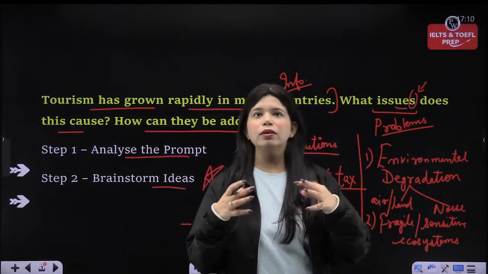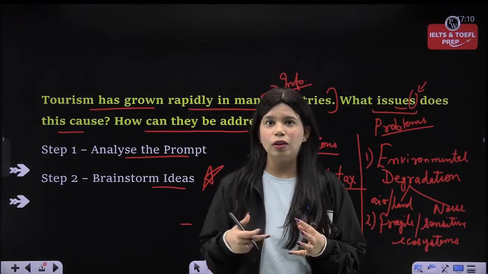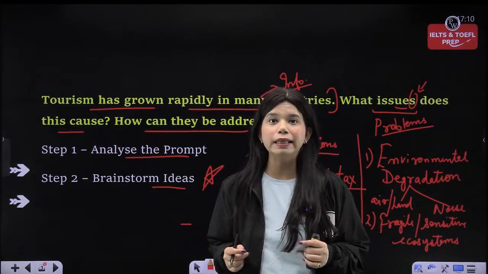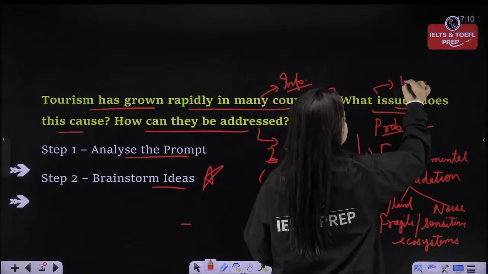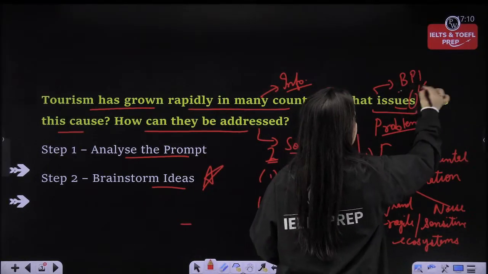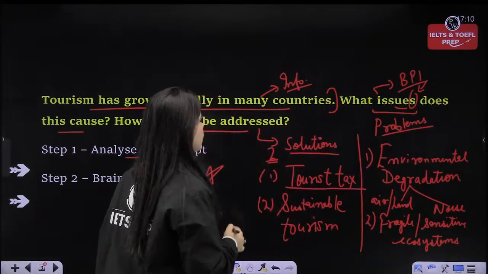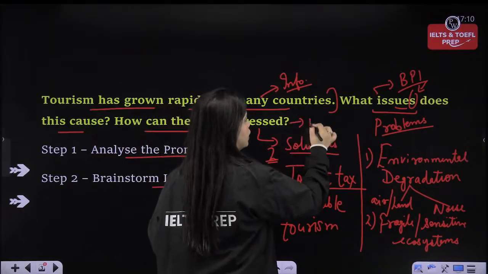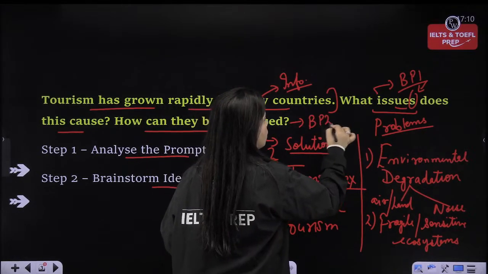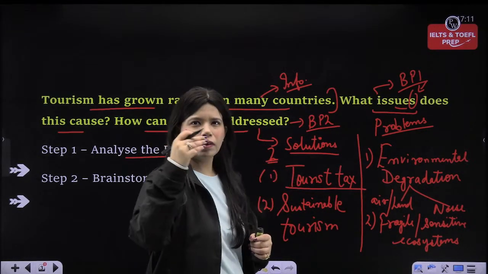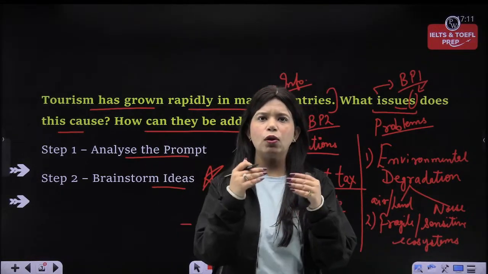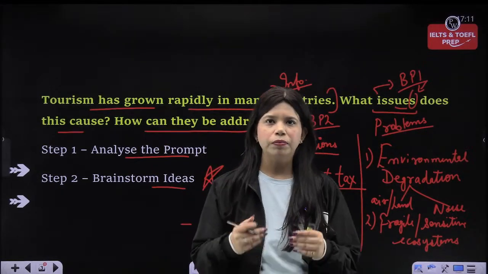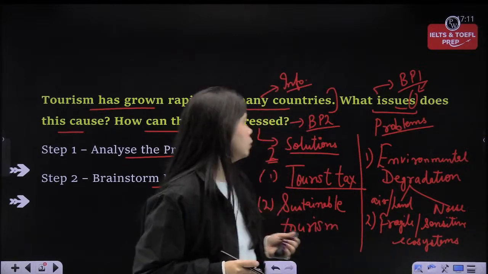Although we are going to discuss the entire structure on the next slide, but before that, please understand that because in the question they are talking about issues first, this is going to go in my body paragraph 1. And then the second question is about solutions, and that's why this is going to go in our body paragraph 2. So the same sequence that we have in the prompt, we will follow the same sequence in our essay. Now let's quickly understand the structure.